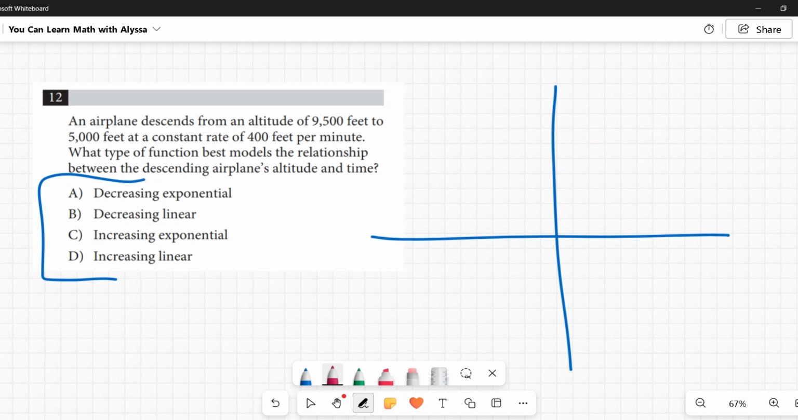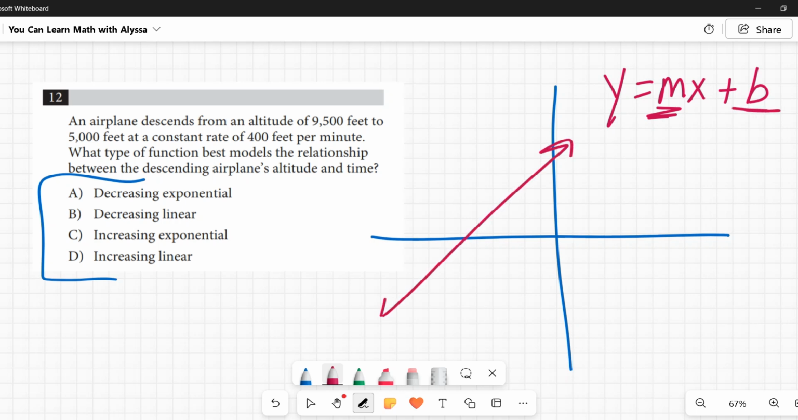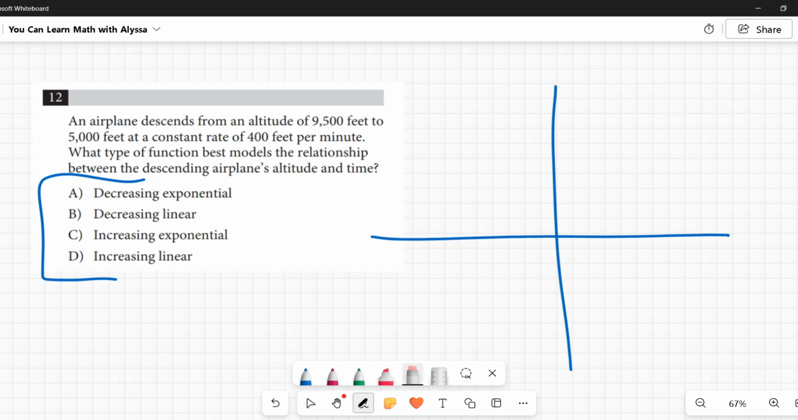Linear are just lines. They can be written in the form y equals mx plus b, where m is my slope, b is my y-intercept, and they're just lines. For the decreasing and increasing part, you're always going to look at this going from left to right. Left to right is how we read in English. So as we're going left to right, if the graph is going up, then that is an increasing function. If it's going down, that's decreasing.